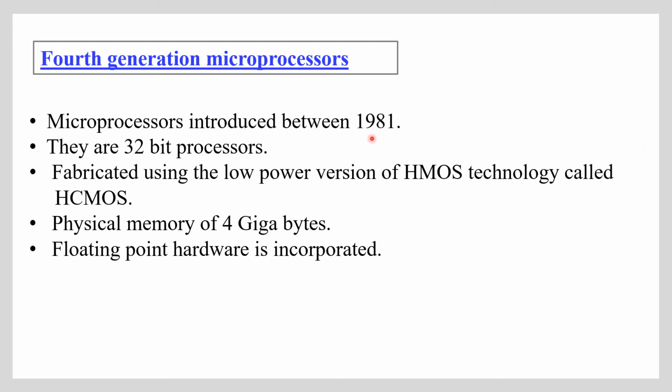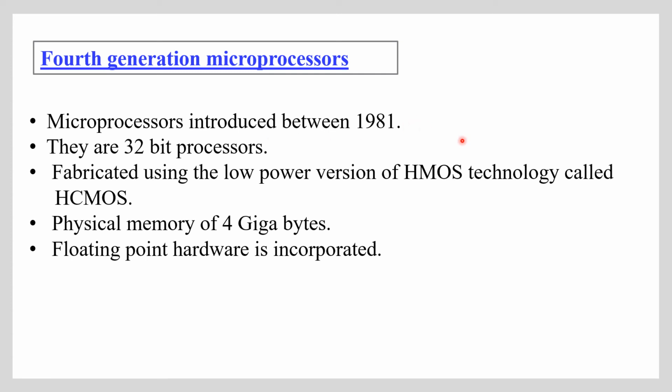See students, as the physical memory capacity increases, the data processing also increases from 4-bit to now 32-bit. So in 1981, Intel introduced the first 32-bit processor, the 80386. It can address the physical memory of 4 gigabytes. So it was Intel who introduced the 32-bit processor. Other 32-bit processors were announced by Motorola, that is the 68020, which was again 32-bit.